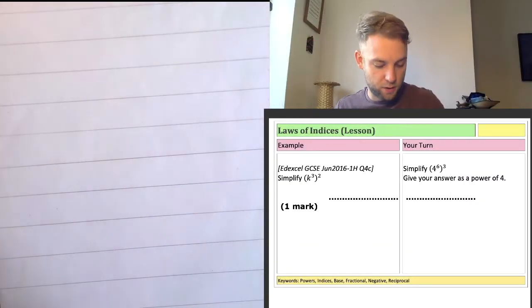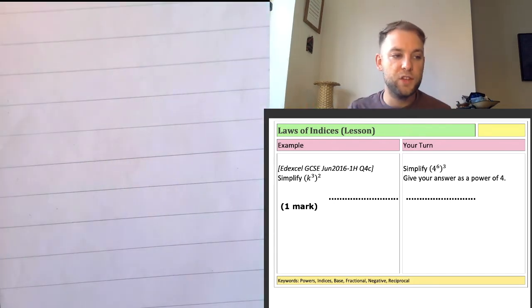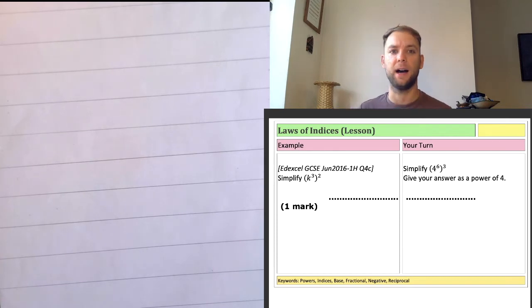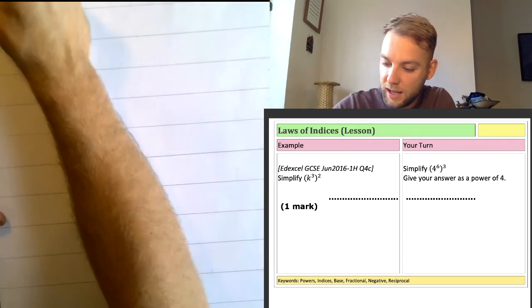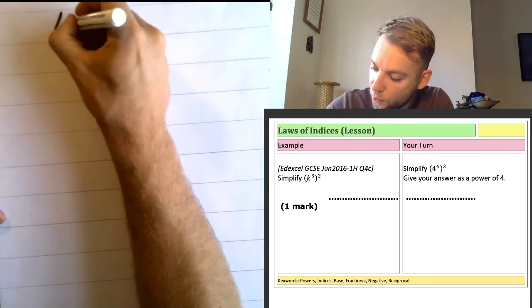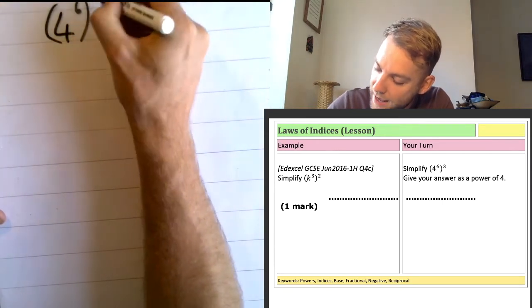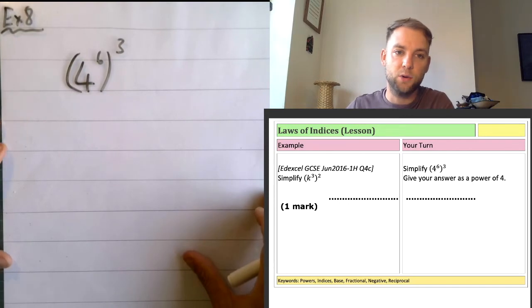Okay, let's have a go at this one together. I think you should be fine with this. Now, with this one here, it says give it as a power of 4. A lot of people might just put it into the calculator. That would be wrong. You'd get no marks for that because you're actually working it out and it's not asking for that. It's asking for it as a power of 4. So with this one, example 8, I've got 4 to the power of 6, all raised to the power of 3.